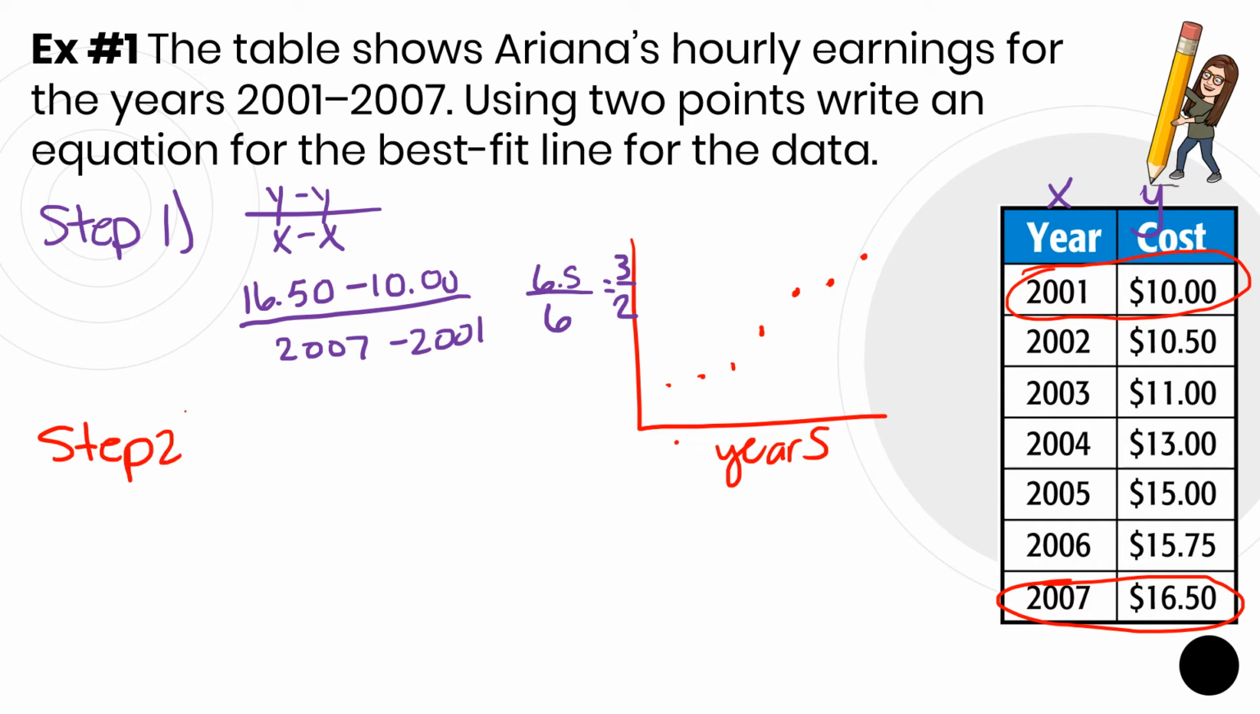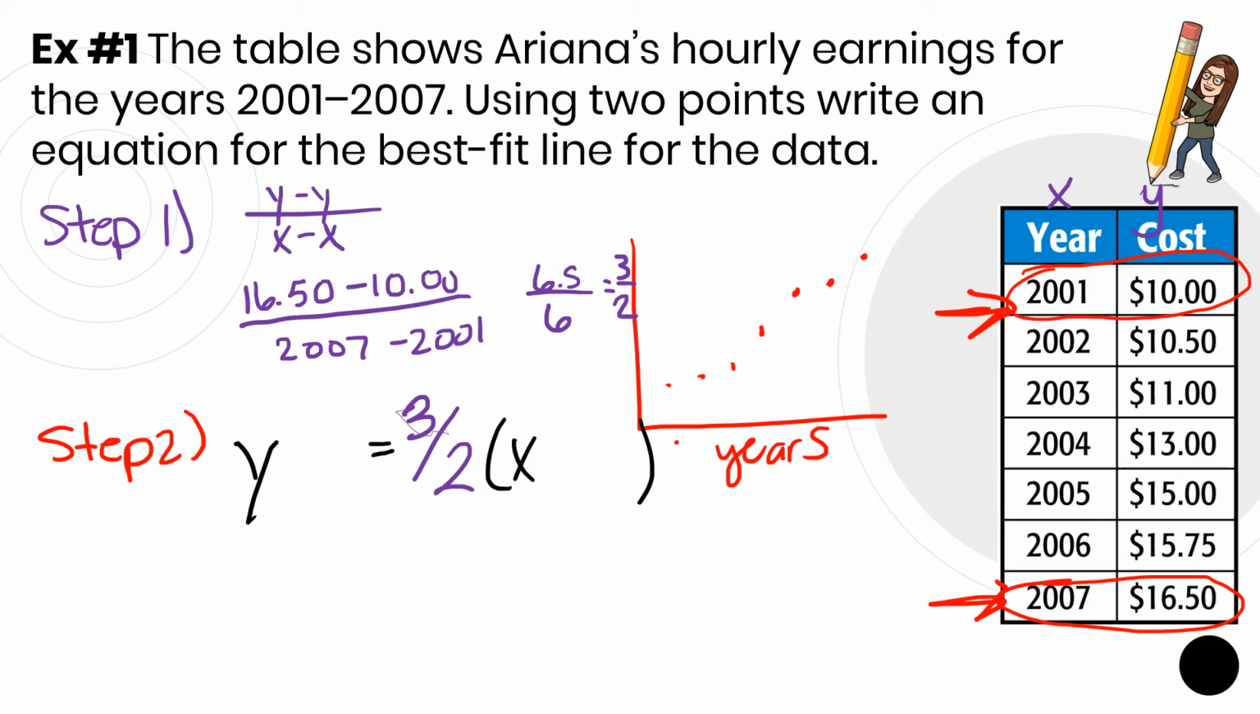Step 2, we want to write our equation. Now I can use either point that I used, but make sure you stick to the two that you used. And let's write point slope form. So y space equals space x space. So my slope that I found, I'm going to fill that in front of x.